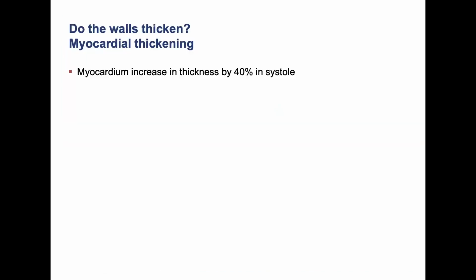The next question is going to be, do the walls thicken? So this is myocardial thickening. The myocardium should increase in thickness by 40% in systole. In order to do this, as I look at my ultrasound video, I focus in on different areas of the wall and just ask myself if I feel that that wall is thickening.